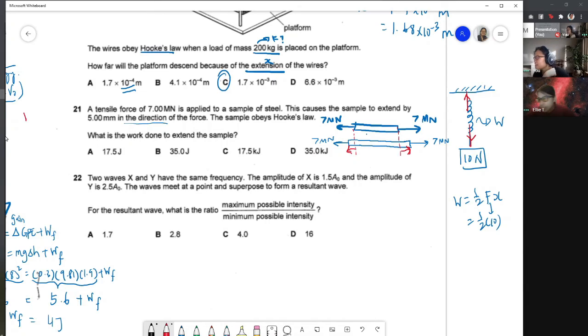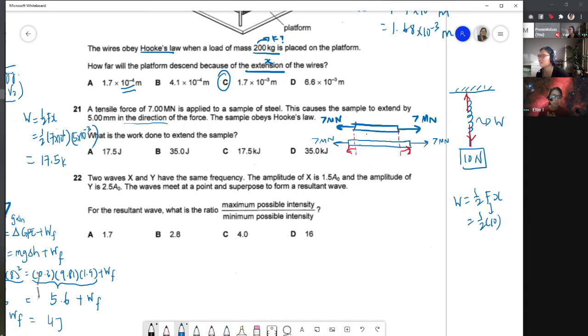Okay. W is half Fx. Remember to convert millimeters to meters when you do your calculation. Because for energy, joules, all these, you are using SI units, so make sure they're all in meters when you do your calculation. This one is 17.5, right? Kilojoule. Is that what we got? Yep. If this assumption is correct, then it should be 17.5.